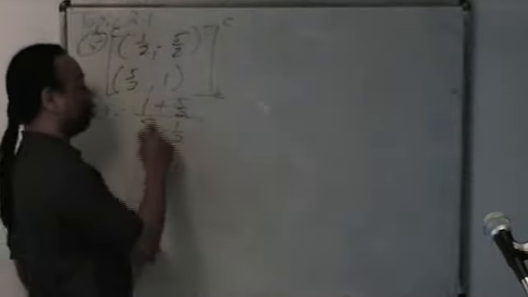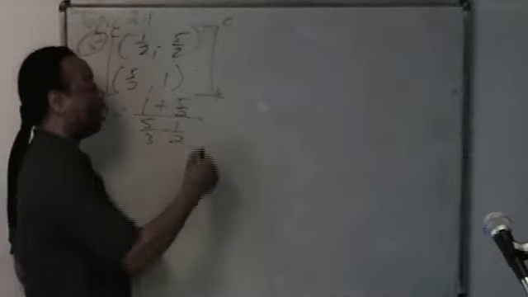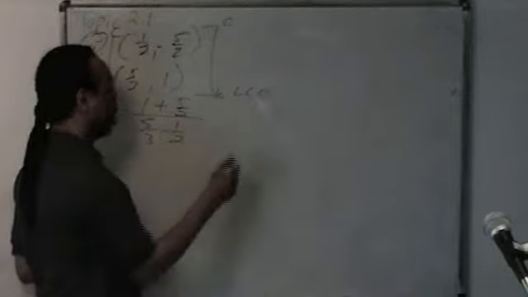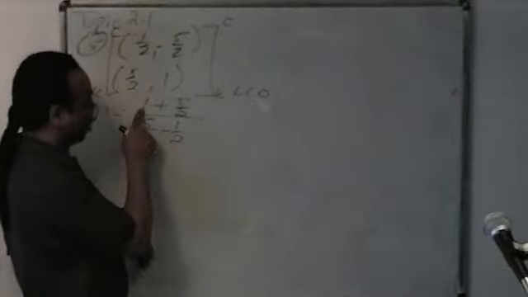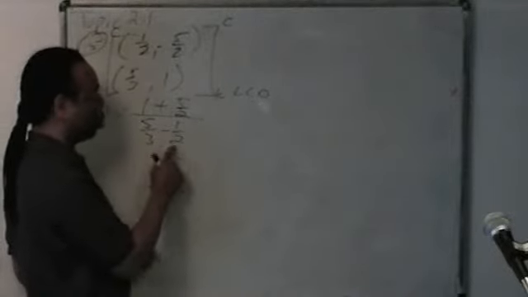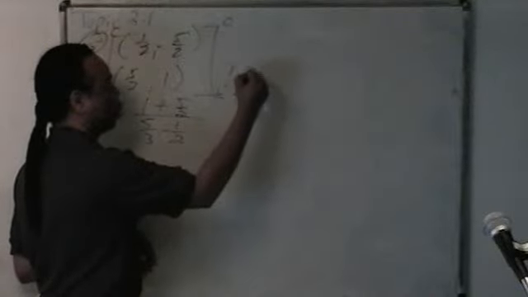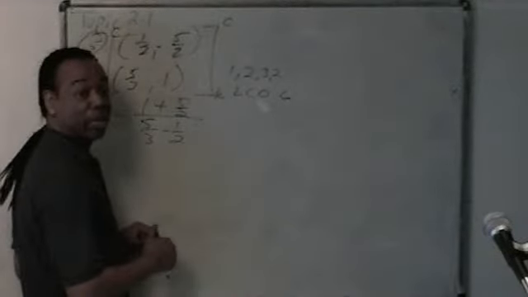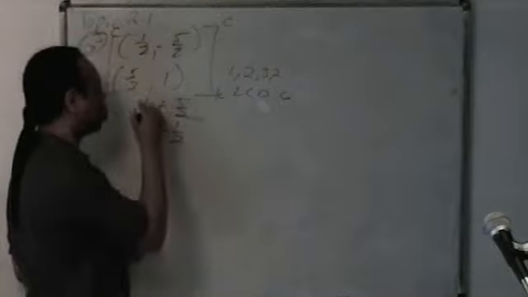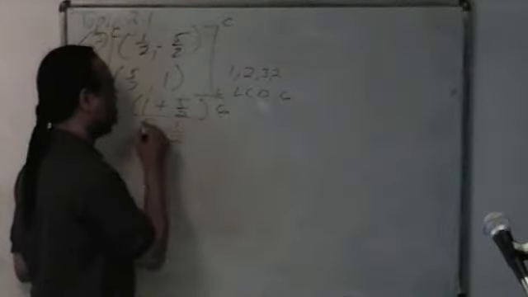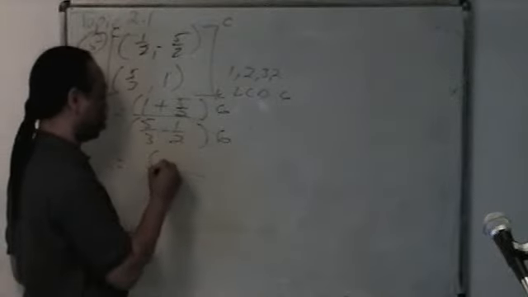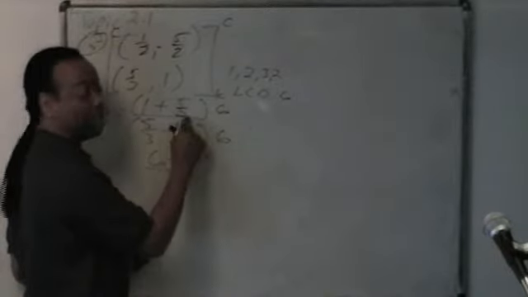Next, since I have fractions in here, I want to get rid of the fractions by multiplying by the least common denominator. My denominators are 1, 2, 3, and 2. So the LCD will be 6. That will be the lowest common multiple for those numbers. So it's multiplied by 6, multiplied by 6. 6 times 1 gives me 6. 6 divided by 2 is 3.